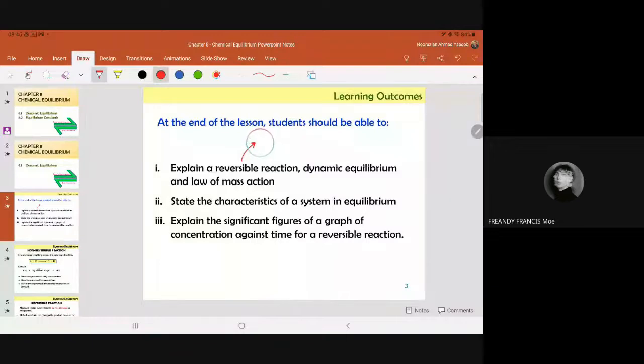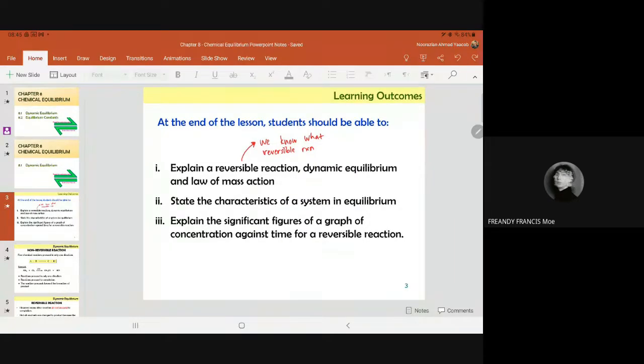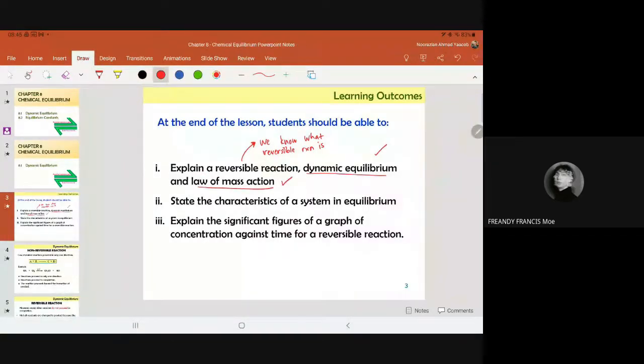So we know what reversible reaction is. Okay. Is. Okay, and then what dynamic equilibrium pun kita tahu apa dia. Law of mass action kita tahu. And then kita tahu ada 3 ciri tadi. Characteristic of chemical equilibrium ni ada 3 ciri.